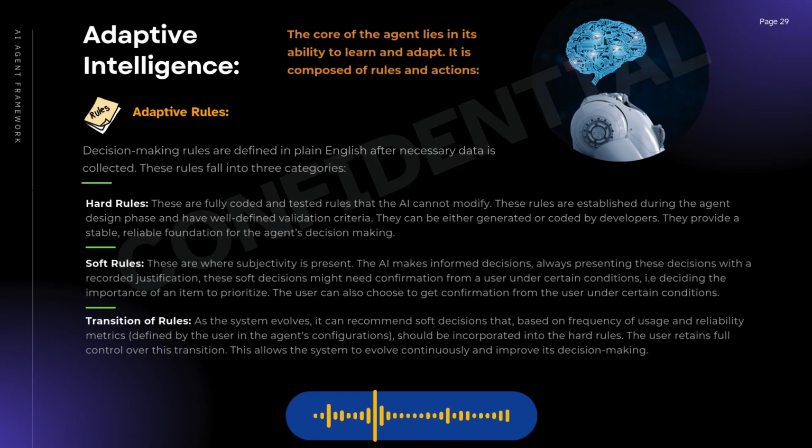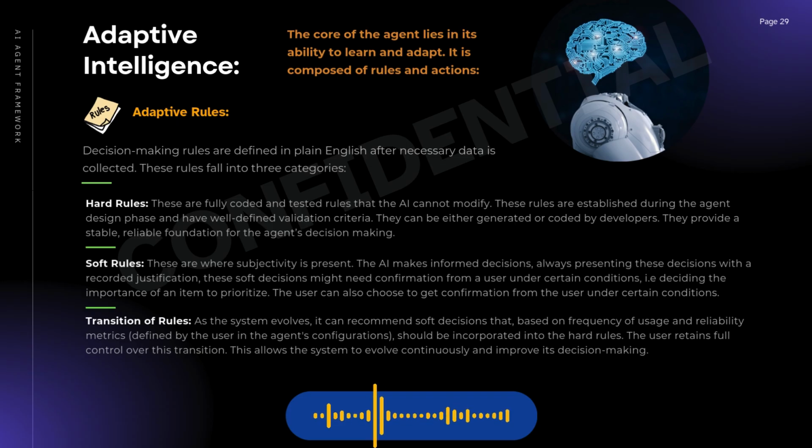Let's start with the rules. These are essentially the decision-making guidelines that govern the agent's behavior. So it's like the rule book for the AI? You could think of it that way. But here's the really cool part. These rules aren't static. They can actually adapt and evolve over time. So the AI isn't just blindly following a fixed set of instructions. No, it's constantly learning and refining its rules based on new information and feedback. That makes a lot of sense.